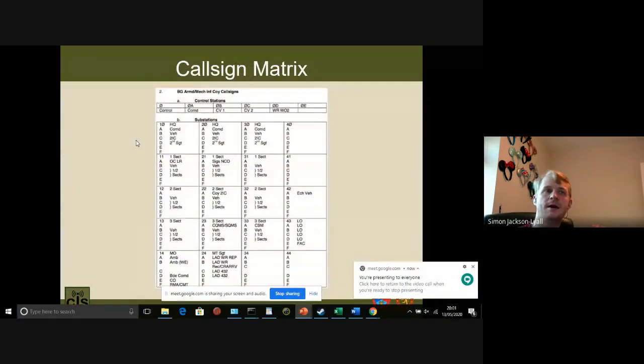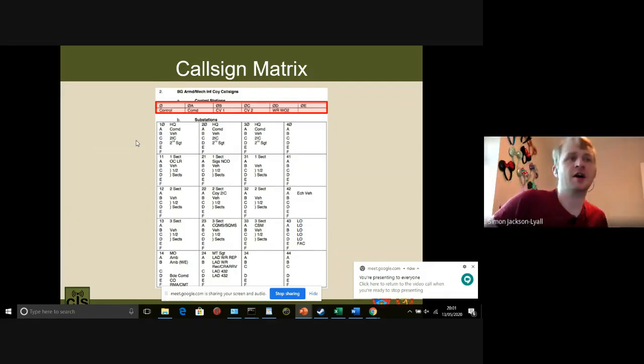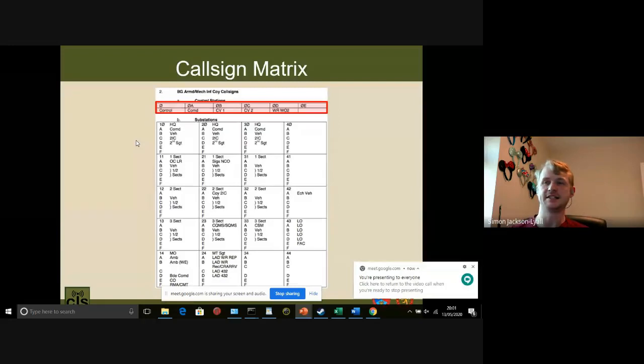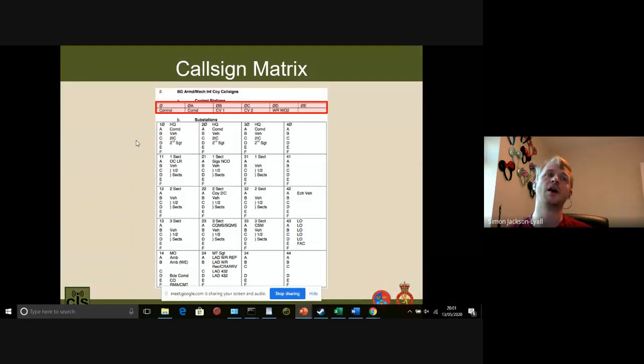Okay, so let's look back at the call sign matrix. So we've got our control stations at the top. Those are people in charge of the net. So you always have 0 as a control station, and your commander of that net. So in this instance, it's mechanized infantry company call signs. So your company commander is going to be up there, 0 Alpha.